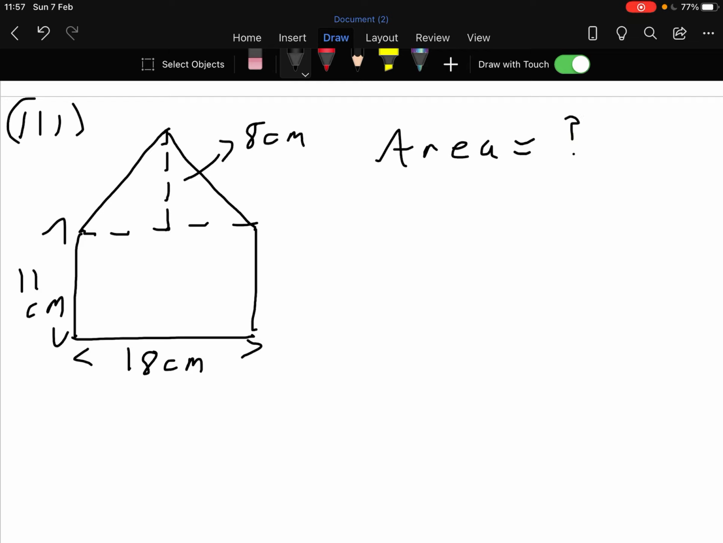Again, break it into its two shapes. Give me the area of both shapes. Add the two areas together. Okay, so pause the video there and try and work that out.